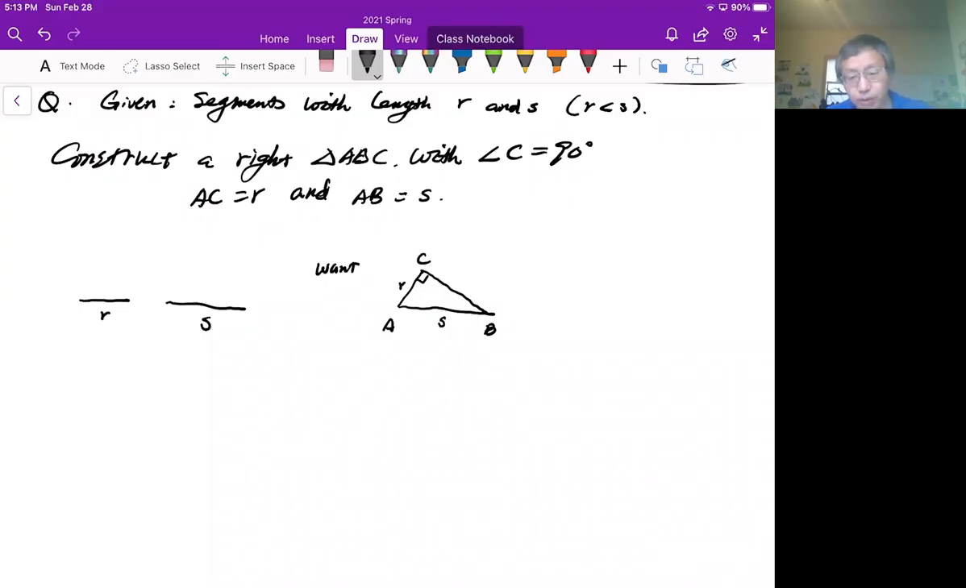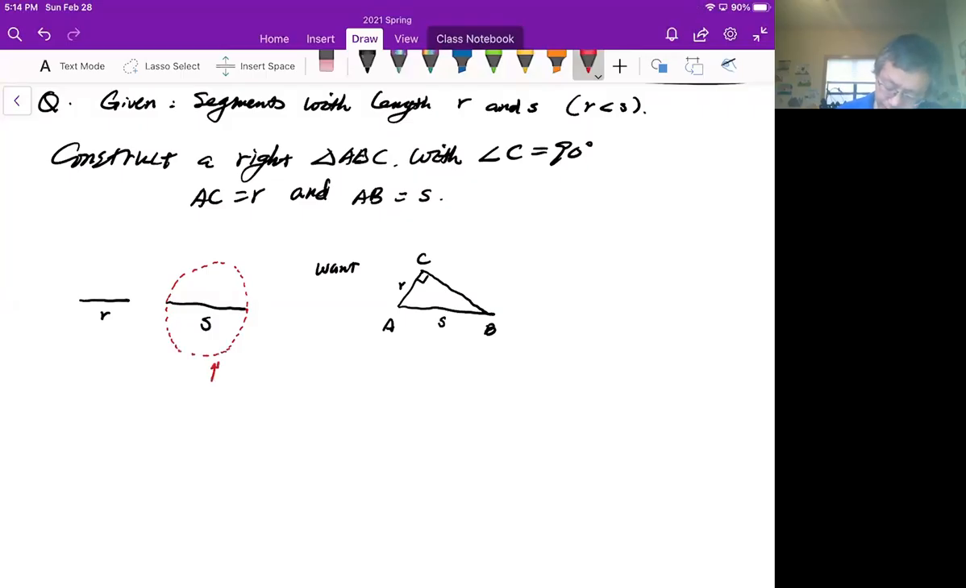So first of all, when we have a right triangle, usually you need to consider the diameter of a circle, right? Because if AB is the diameter of the circle, then C is a right angle there, right? So we can get that. The first step is that I'm going to draw a circle with S as the diameter.